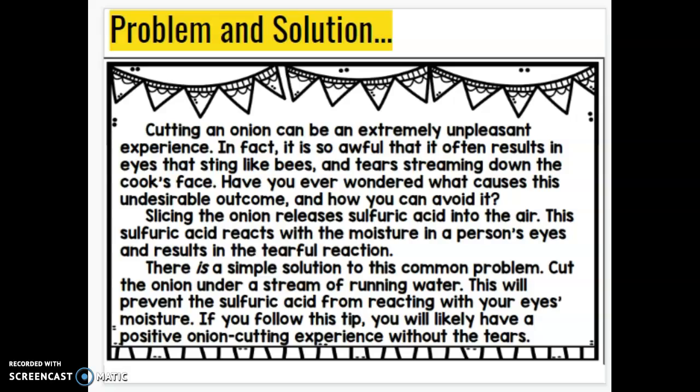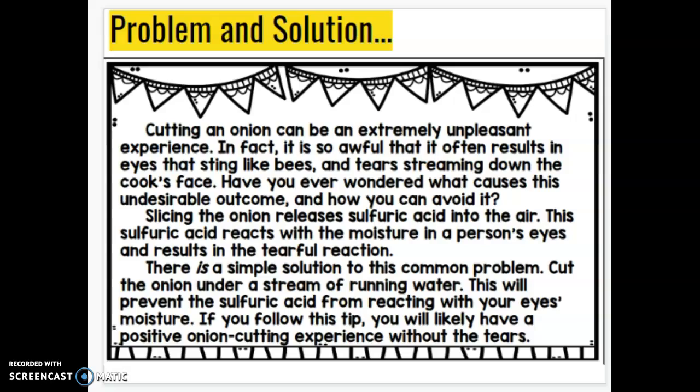Cutting an onion can be an extremely unpleasant experience. In fact, it is so awful that it often results in eyes that sting like bees and tears streaming down the cook's face. Have you ever wondered what causes this undesirable outcome and how you can avoid it?